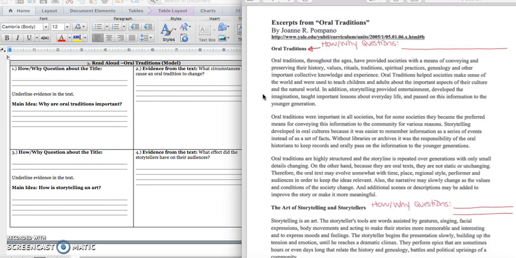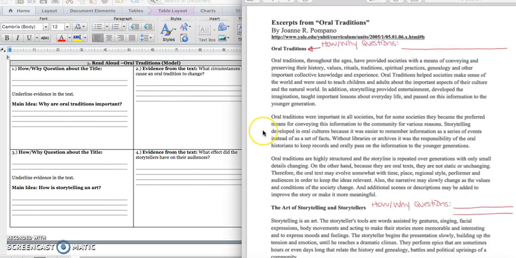Let's keep going. In addition, storytelling provided entertainment, developed the imagination, taught lessons about everyday life, and passed on this information to the younger generation. And I'm going to underline that as well because it tells me they provided entertainment and imagination as they were teaching the lessons. So it was a creative way to teach children and adults lessons about the community's history and values.